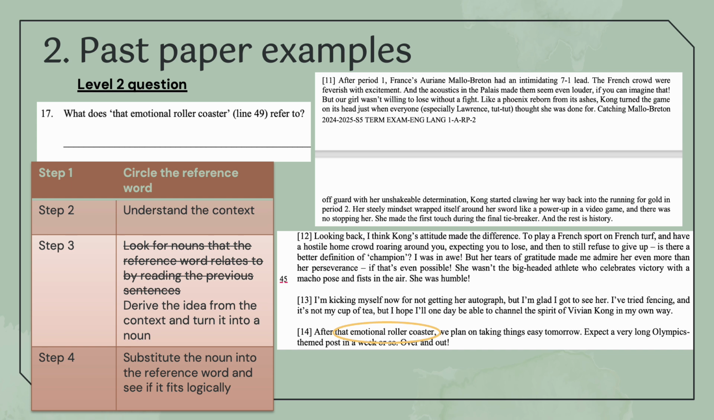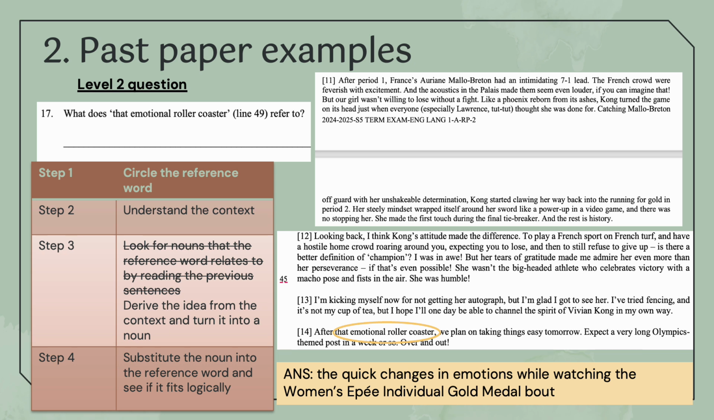To tackle this question, we still use the 4-step method, but with one extra skill in step 3. You need to derive the idea from the surrounding sentences and turn it into a noun phrase. Look at the text before line 49. It describes a fencing match with tense moments, a comeback, and emotional highs and lows. The writer felt excitement, tension, and also admiration.